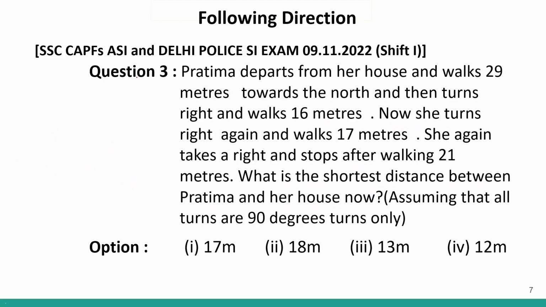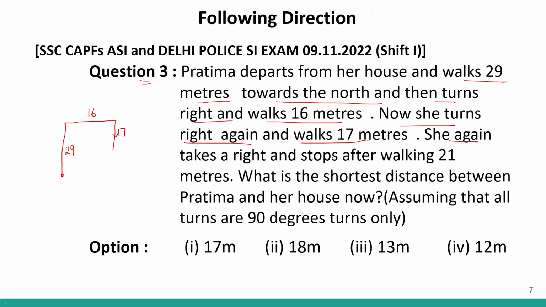Now, question number 3. Pratima departs from her house and walks 29 meters towards the north. So let's say she starts from here and she walks 29 meters towards the north. Then she turns right and walks 16 meters. So right will be this direction and she walks for another 16 meters. Now she turns right again and walks 17 meters. So right again and 17 meters.